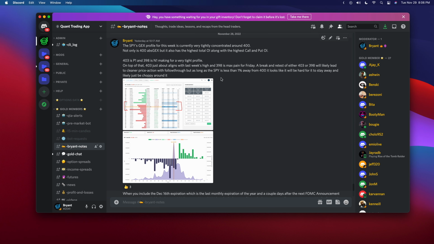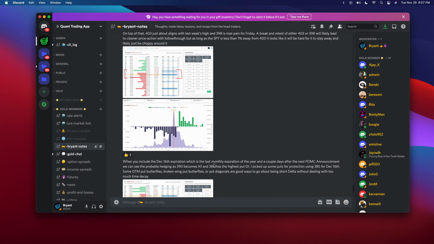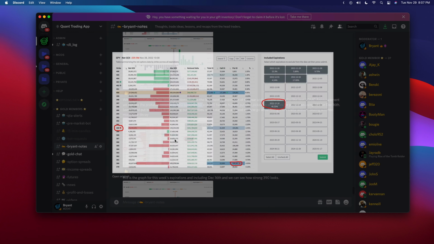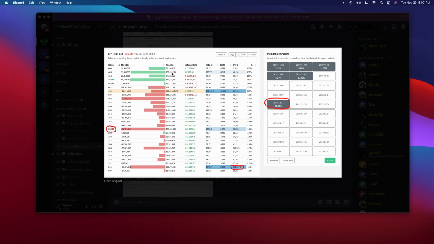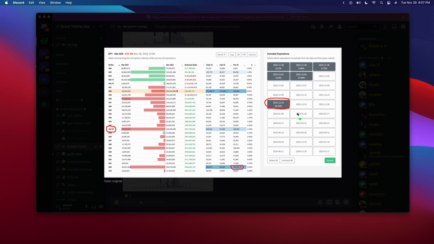On top of that, what was important though is that I said when you include the December 16th expiration, which is the last monthly expiration of the year and a couple days after the next FOMC announcement, we can see the probable hedging as 390 becomes N1. So 390 becomes the highest negative gamma strike right down here. So the first picture, we could see the highest negative gamma strike is 398. However, when we include this expiration, which is a big one, which is why I circled it here, we can see that with this profile, over 40% of all the gamma exposure is in this expiration.